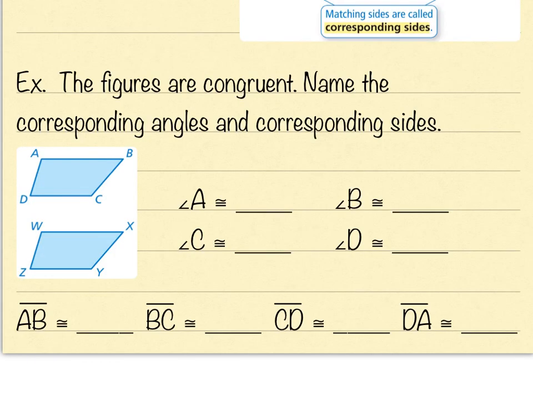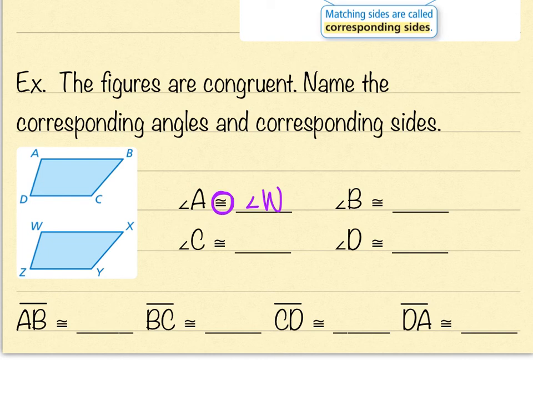So let's look at this set of trapezoids. The figures are congruent. Name the corresponding angles and the corresponding sides. So in trapezoid ABCD, we know that angle A is going to correspond with angle W, and so we use an angle symbol for that. Just looks like an angle. And so that means they're congruent. And this little squiggly line right here means congruent. It's like an equal sign with a little squiggly above it, and it means that they have equal measure.